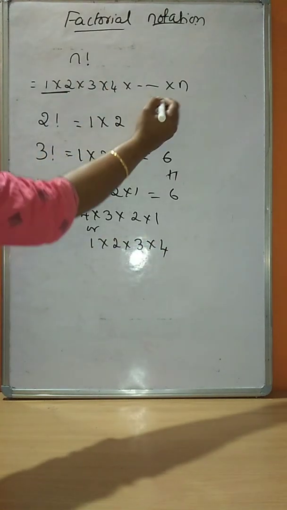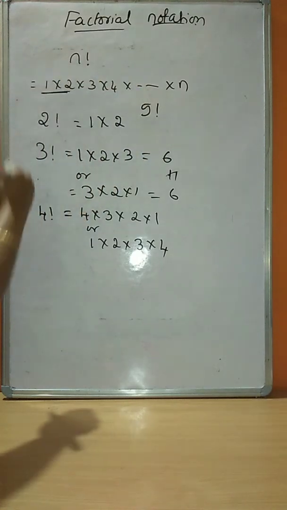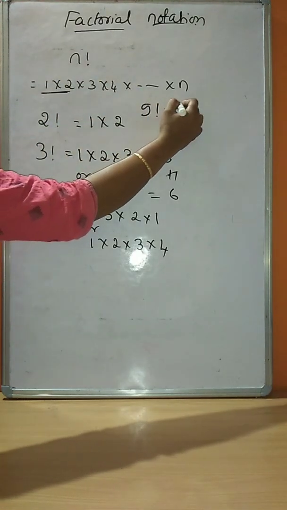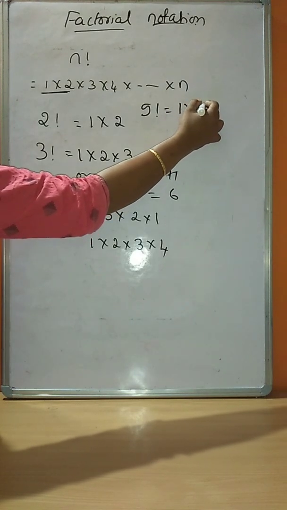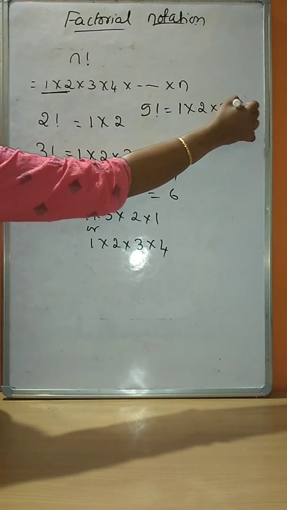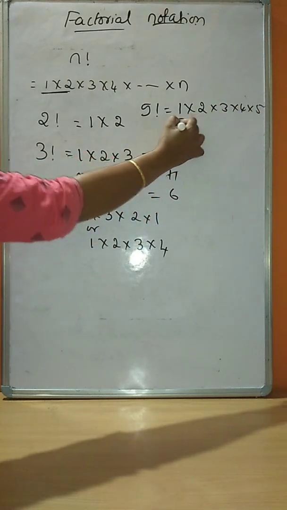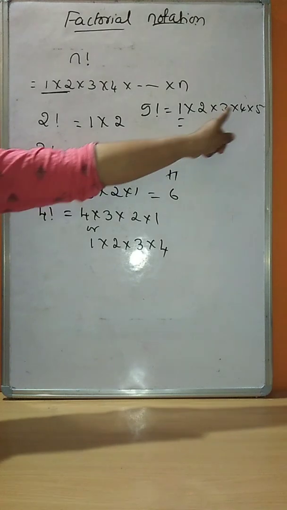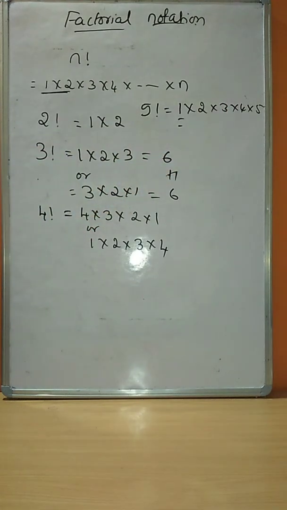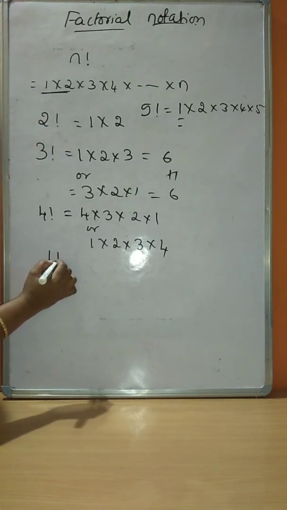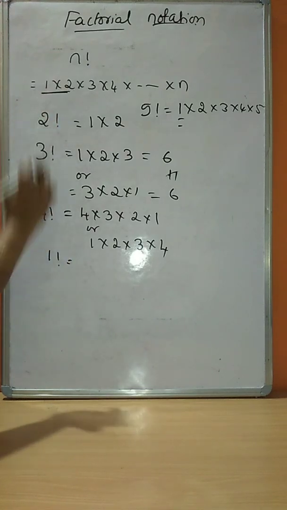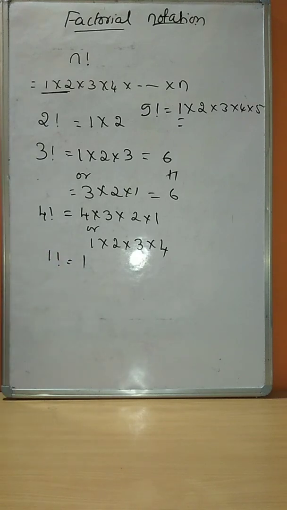Similarly, you have to write 5 factorial. What is 5 factorial? It is the product of the first 5 natural numbers: 1, 2, 3, 4, 5. You have to multiply these, and you will get the solution of 5 factorial. Similarly, you know the meaning of 2 factorial. Tell me what is 1 factorial. The product is just 1, so 1 factorial is 1.